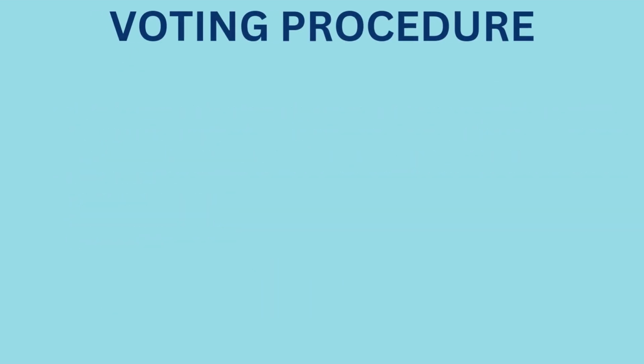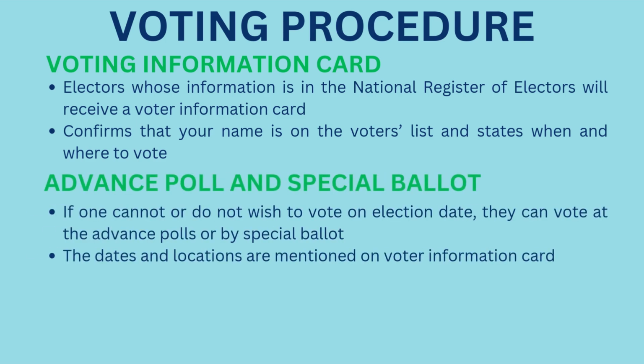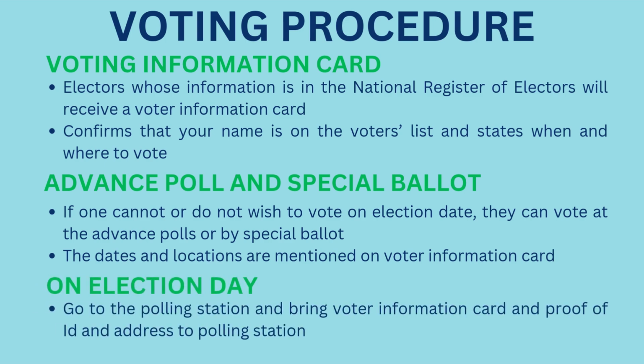Voting procedure. Voting information card. Electors whose information is in the National Register of Electors will receive a voter information card. It confirms that your name is on the voters list and states when and where to vote. Advance poll and special ballot. If one cannot or does not wish to vote on election date, they can vote at the advance polls or by special ballot. The dates and locations are mentioned on the voter information card. On election day, go to the polling station and bring your voter information card and proof of ID and address to the polling station.